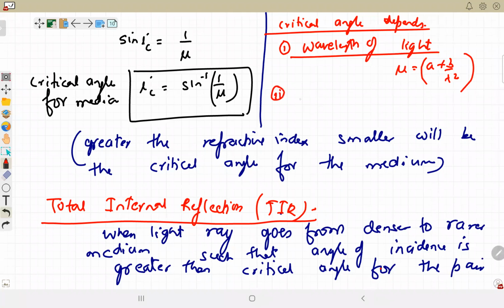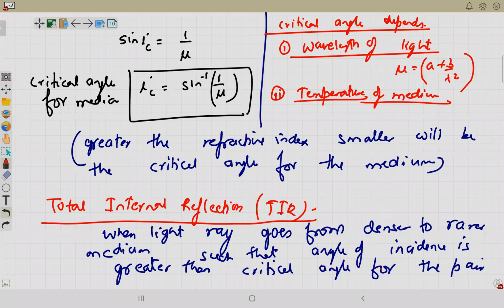Second, it depends upon temperature of the medium. The density of medium changes with the temperature, like the gas and the air. Hot air will be rarer medium and cold air is relatively denser. By changing the density, mu changes, so critical angle will change.